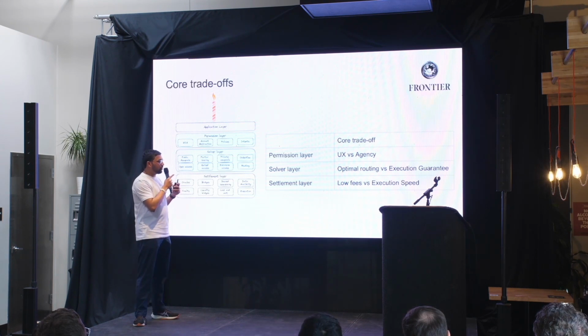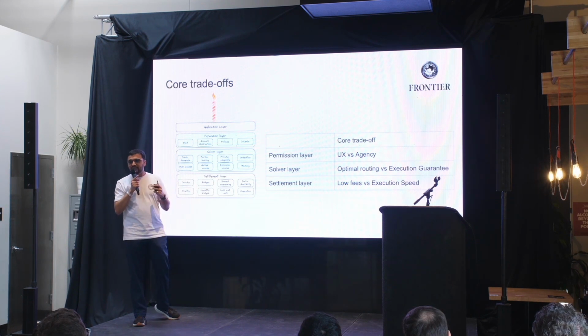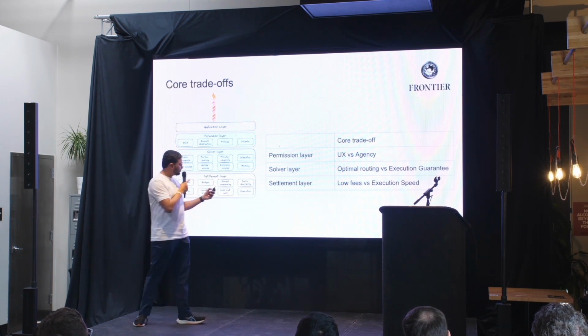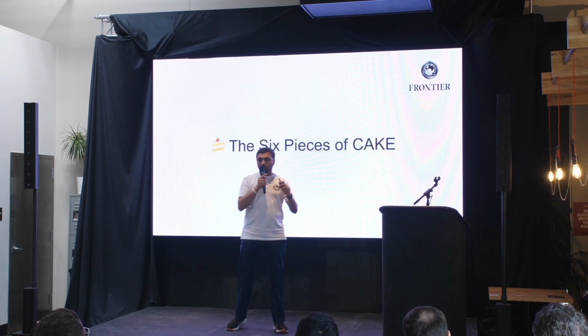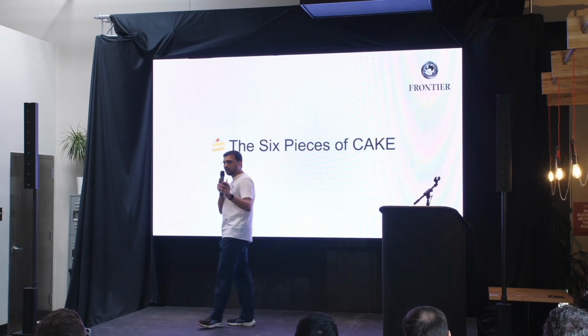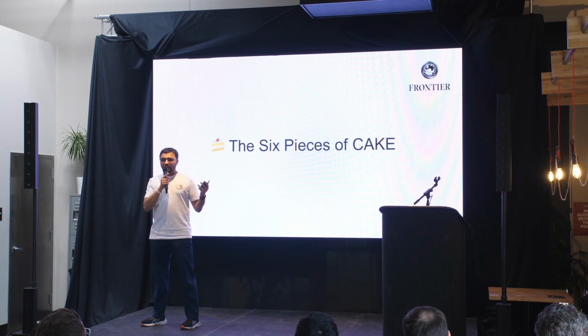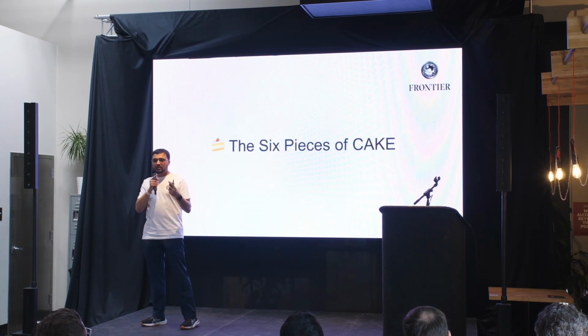But if you want better speed, then you can bring in more solvers. The solvers will take on some finality risk and give you what you want at a better speed, basically. So these are the 4 trade-offs that you need to take into account if you're building a cross-chain abstraction framework.